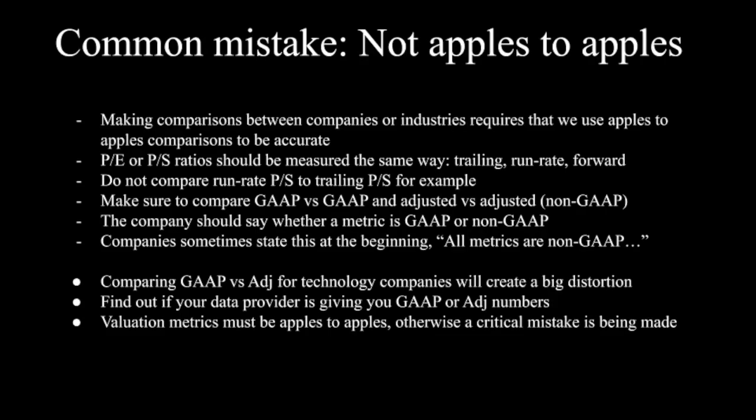And one warning is that comparing GAAP versus adjusted for technology companies will create a big distortion. And this is because technology companies have a lot of stock-based comp. And you want to find out if your data provider is giving you GAAP or adjusted numbers. For example, in Robinhood, when it shows the expected EPS that a company is going to deliver, that's an adjusted number they show. And you just have to know that.